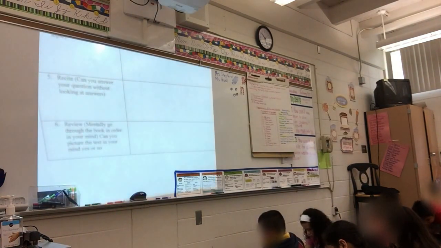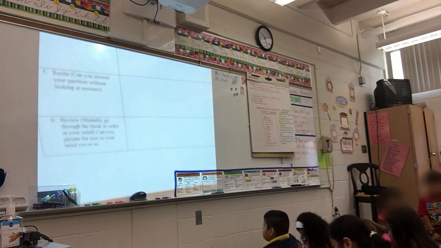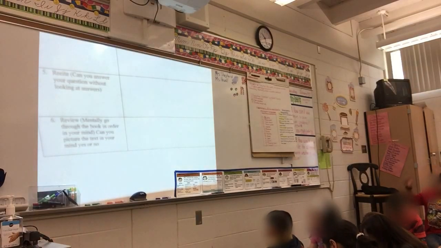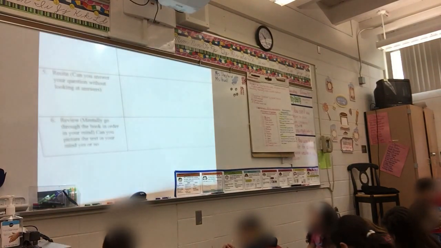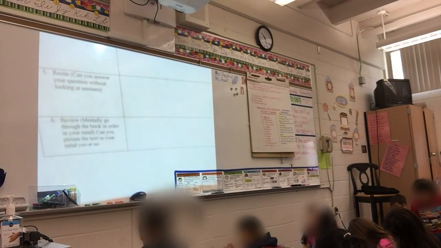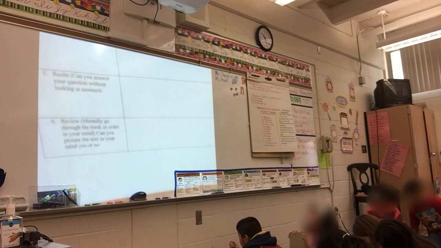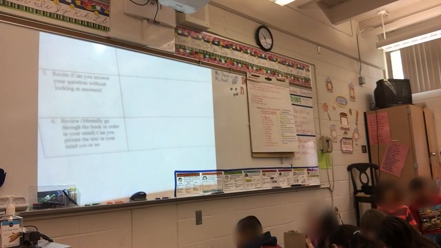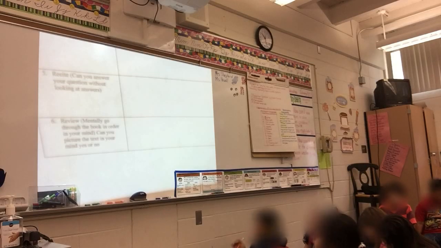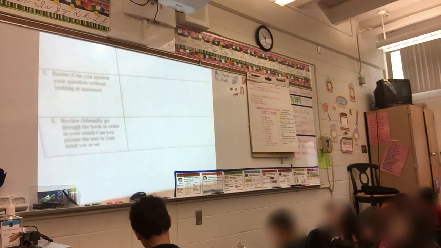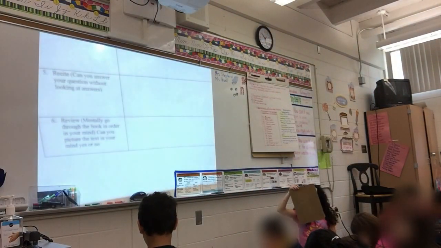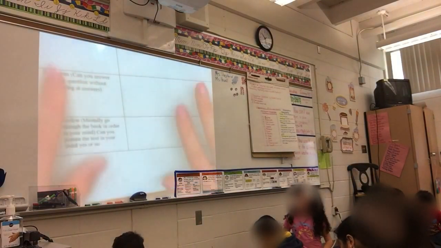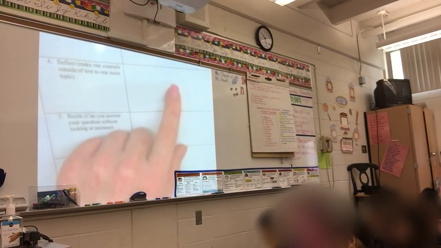What did you use? Shannon, what did you write down? What was your question? What are the different erosions? Okay, that was your question. Did you get to answer that in your reading? When we read it, did you write it down? Okay, what did you put? What is an erosion? How about wind? Wind, right? Okay, so in number 4, you're going to make one example outside of the text to one main topic.